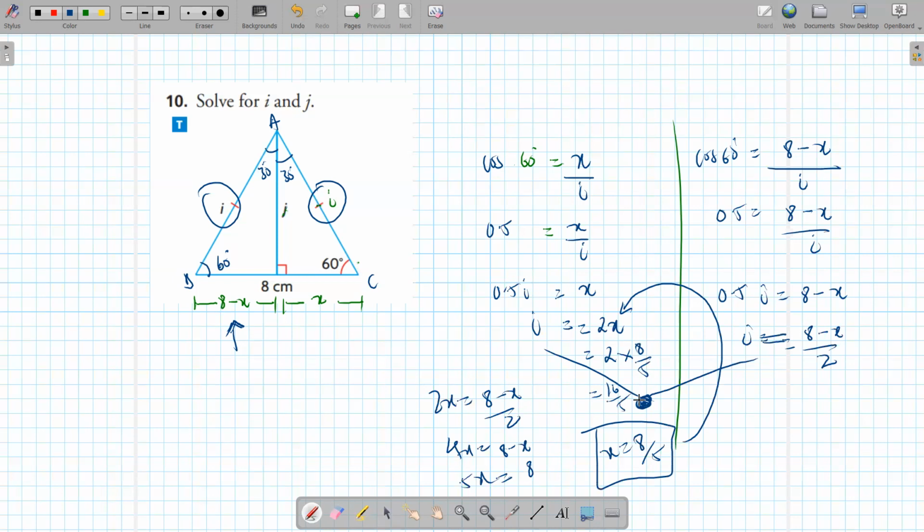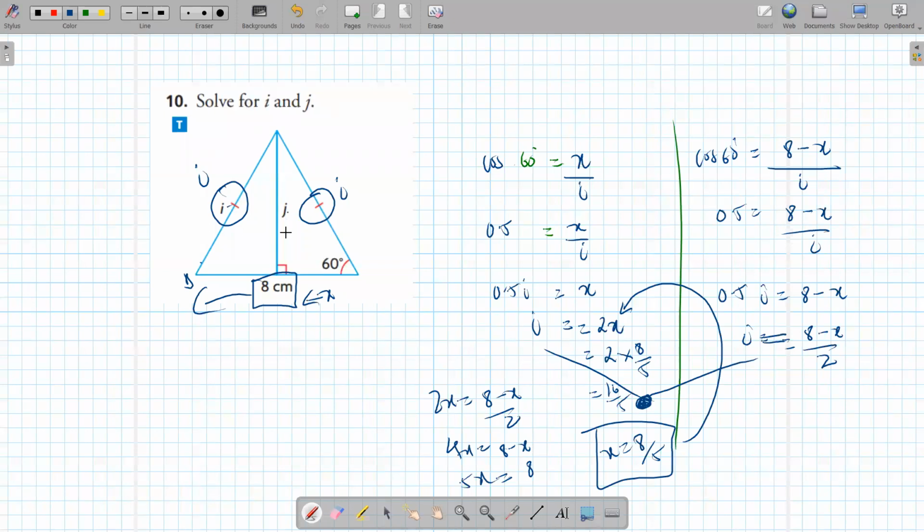Cool? So basically, in this question you have to incorporate this side and this side because we know they're the same. And somehow the 8 in here with the x's. That's the only way to do this. If you do it with I and J, there's just not enough information. That's why.